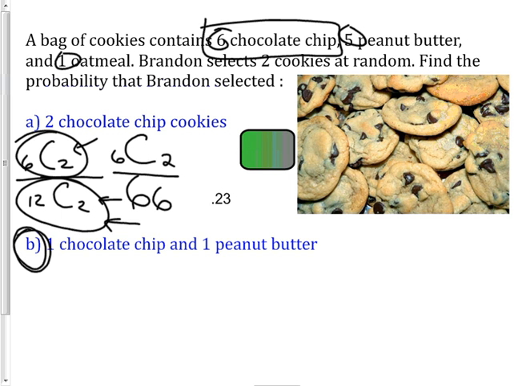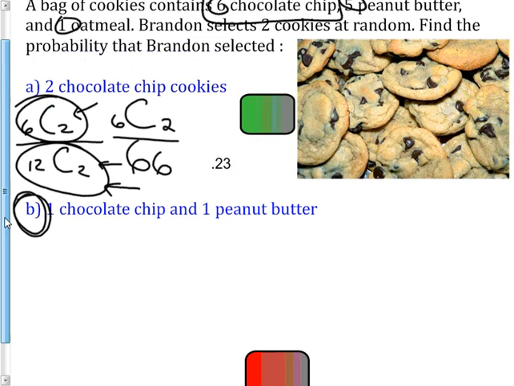It should be 0.23, because you divide. And it ends up, I think it's the top 15. So it's 15 out of 66, which is about 0.23. All right, I know that was a little strange for you. Let's see if you can figure out this next one.